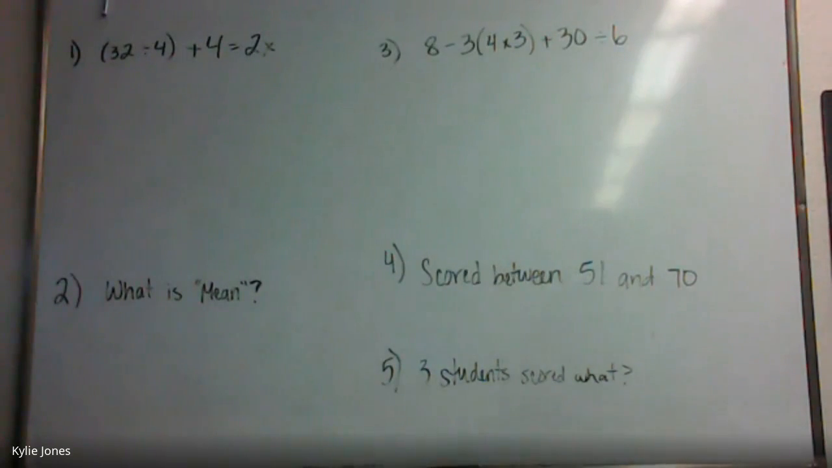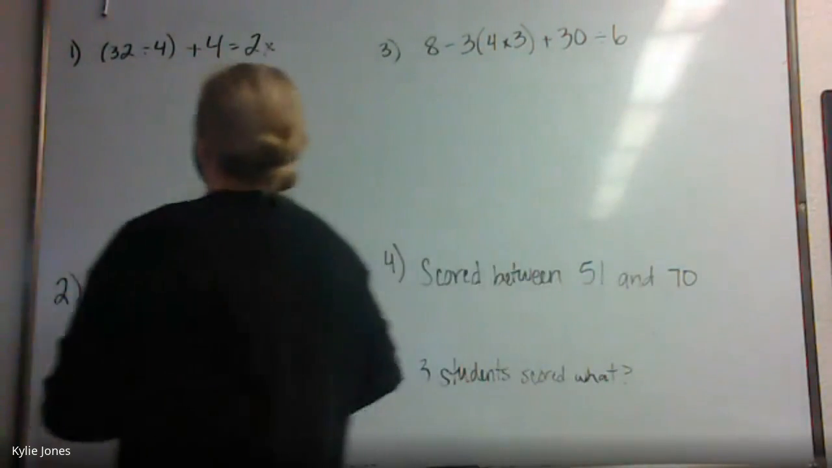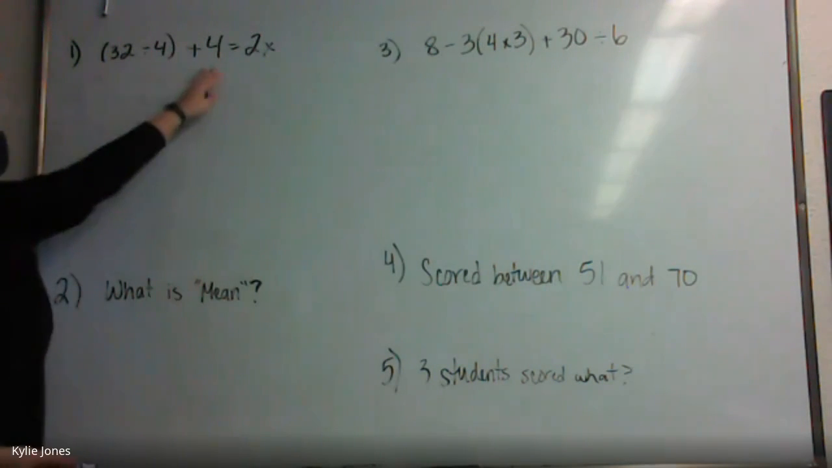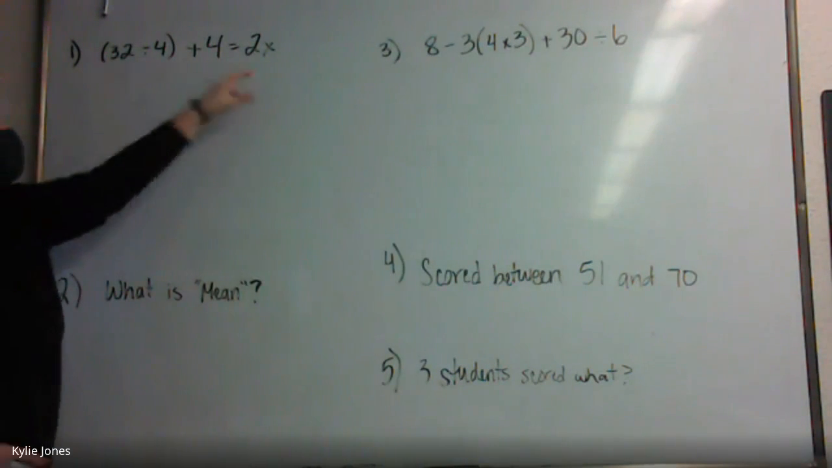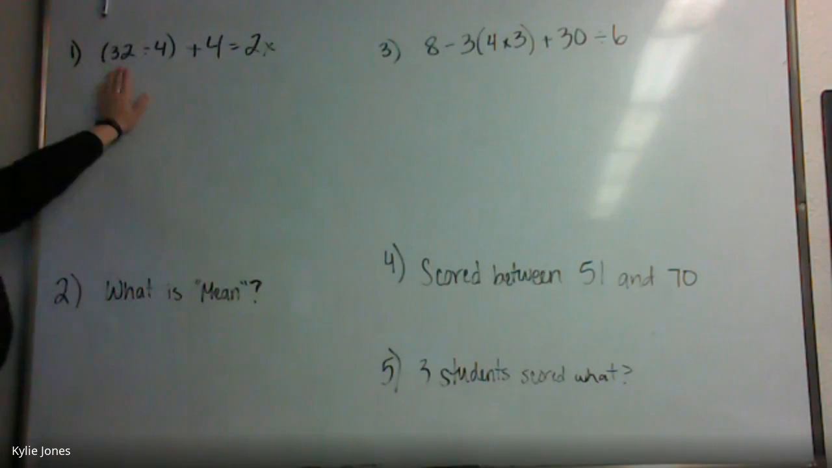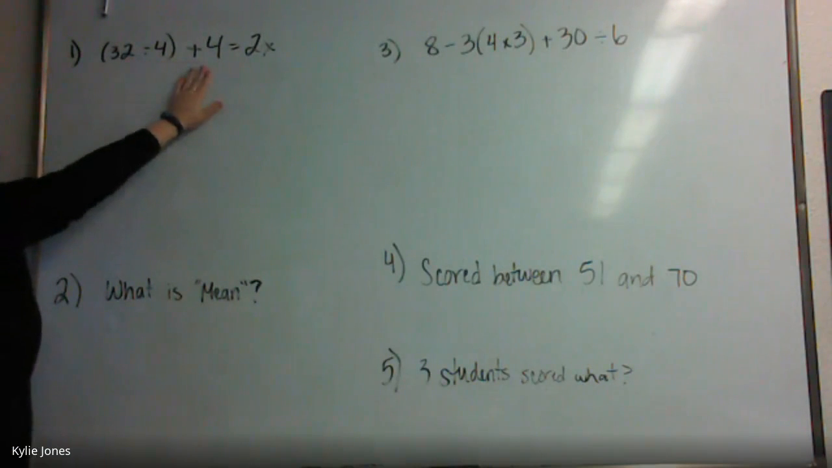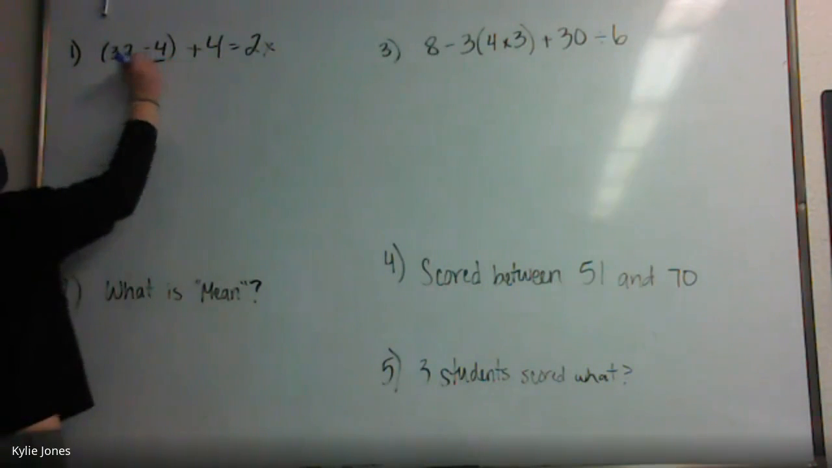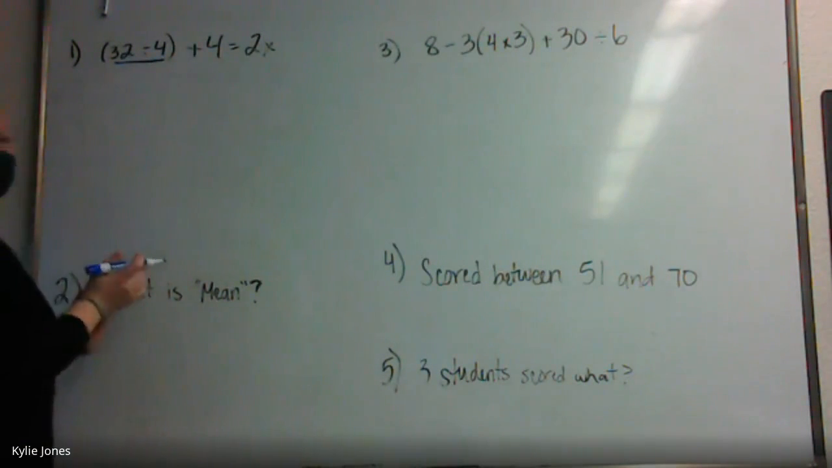Better? Okay, so first one is order of operations and equations combined. So we need to do order of operations on the left so that we can solve for x on the right. So if I'm only looking at 32 divided by 4 plus 4, what do I do first? You have to do parentheses. The parentheses. We got to do 32 divided by 4.